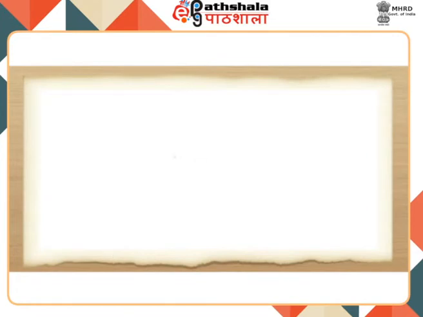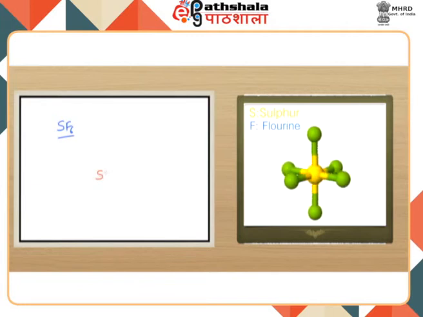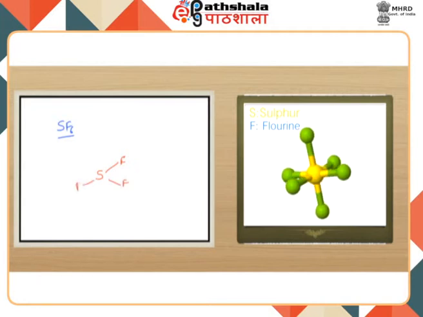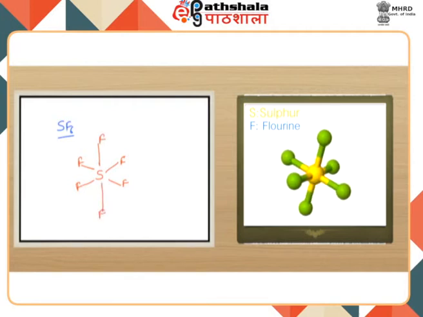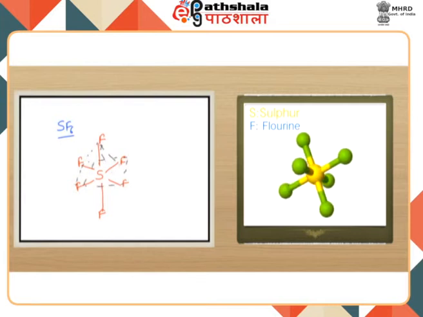Moving to the next example, which is SF6, that is sulfur hexafluoride, and you are already aware that the structure of sulfur hexafluoride is octahedral, whereby you have these 4 fluorines in one plane and one fluorine on the top and one on the bottom. So as a result, you have this octahedron.